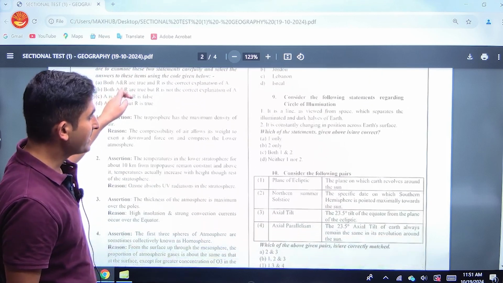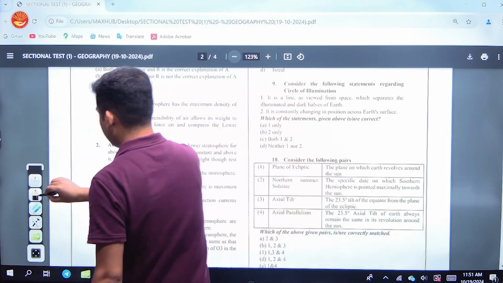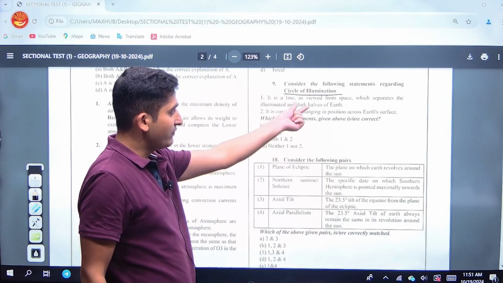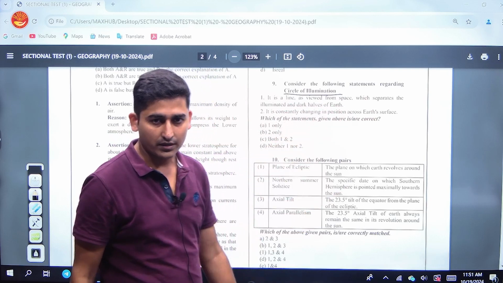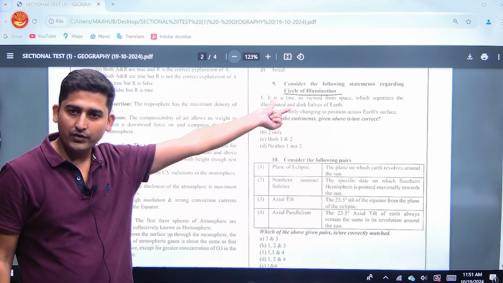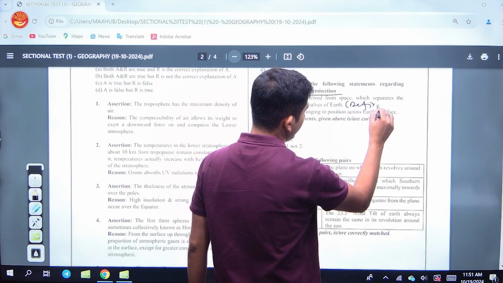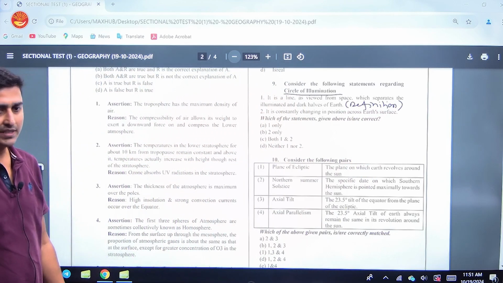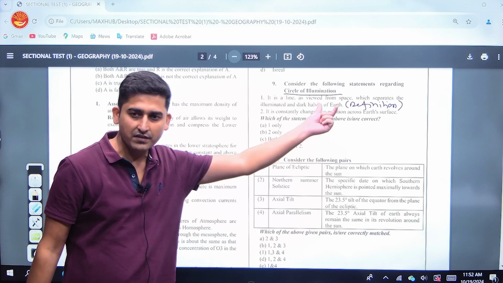Consider the following statements regarding circle of illumination. Now listen, what is circle of illumination? It is a line as viewed from space which separates the illuminated and dark halves of earth. Yes, the first statement is true. It is the definition of the circle of illumination. Yes, it is absolutely true. This is just the definition of circle of illumination.